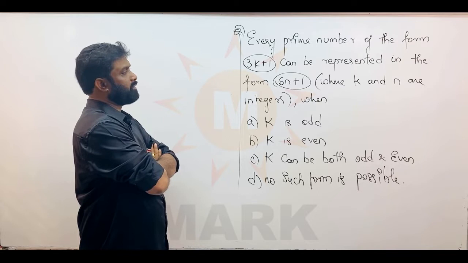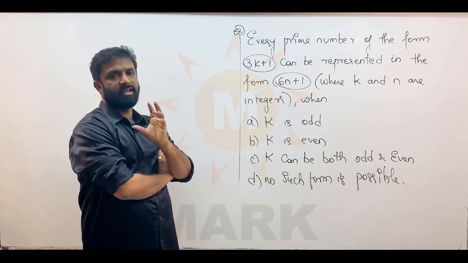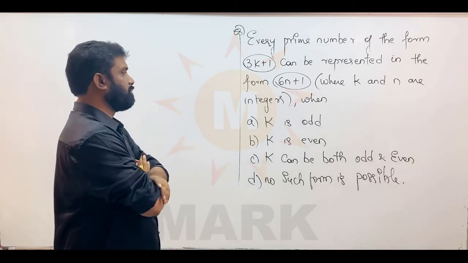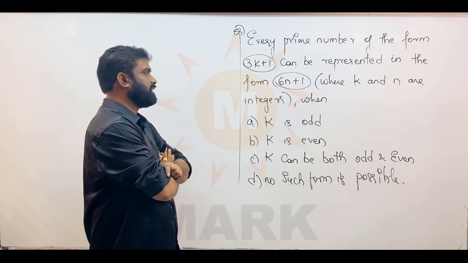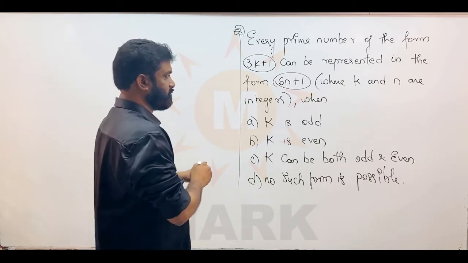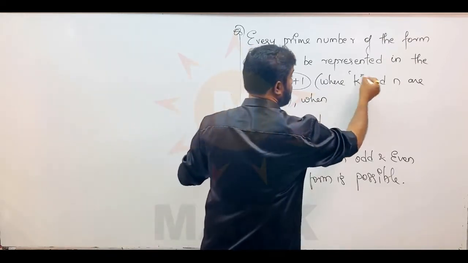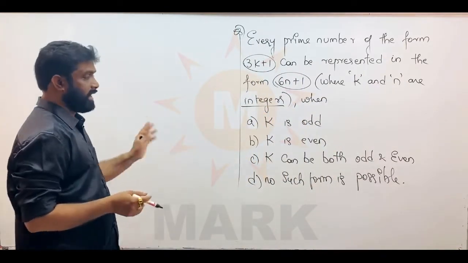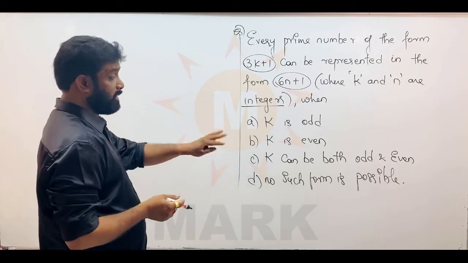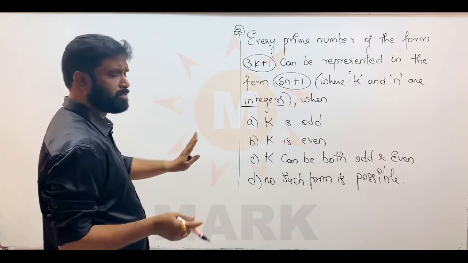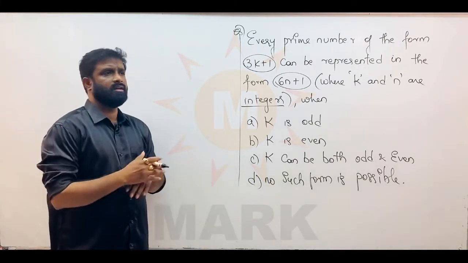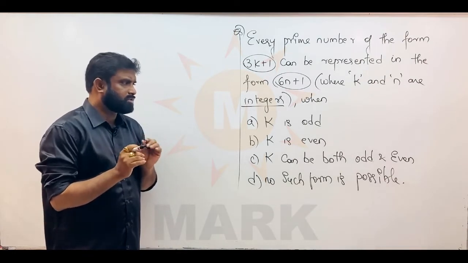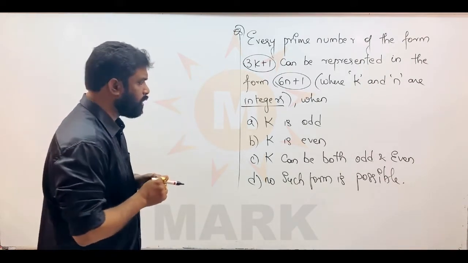Every prime number of the form 3k plus 1, he is taking a prime number which is in the form of 3k plus 1, can be represented in the form of 6n plus 1, where k and n are integers. When k is odd, k is even, k can be both odd and even, and no such form is possible. This is a very simple question. We can solve this question with only one very small point.